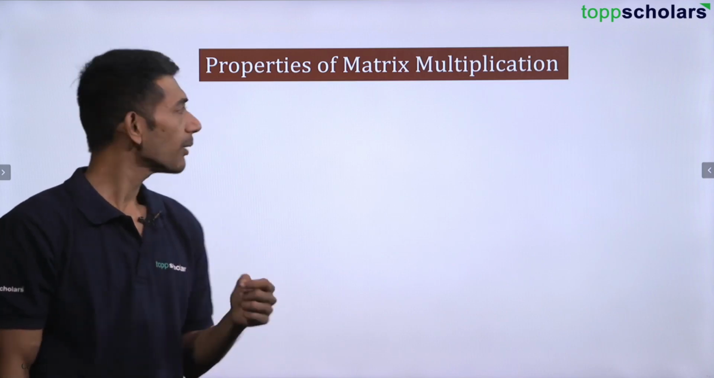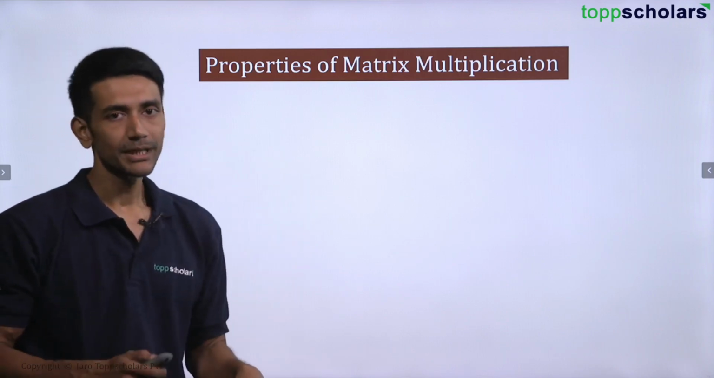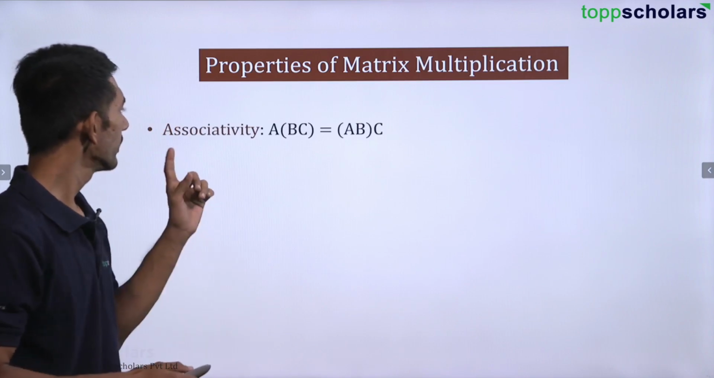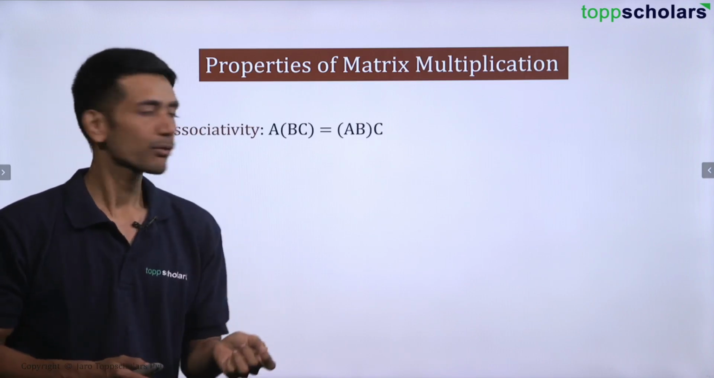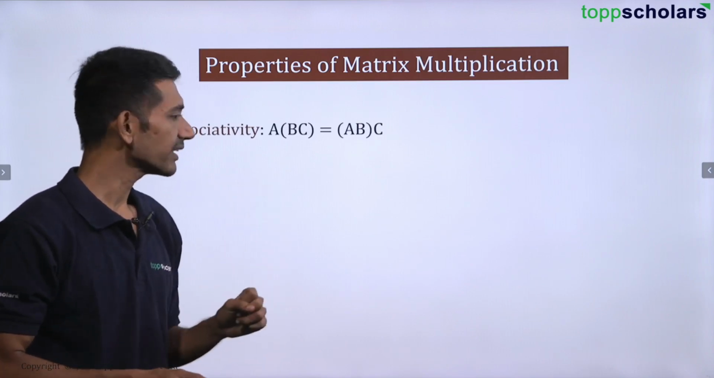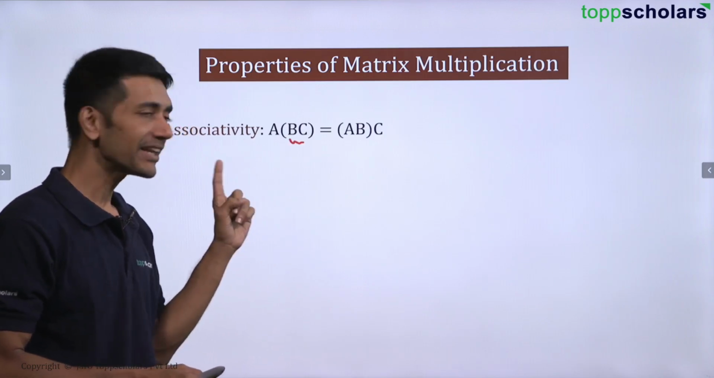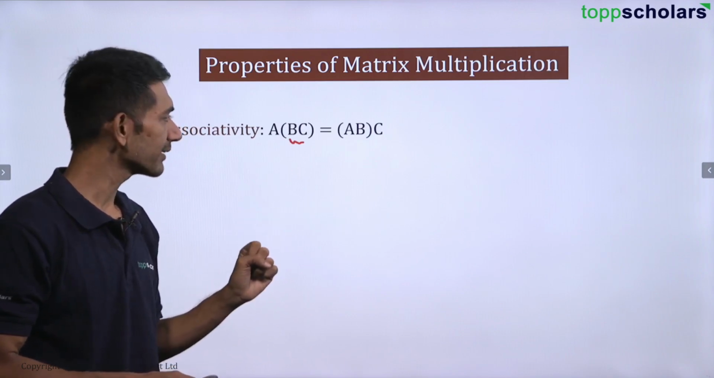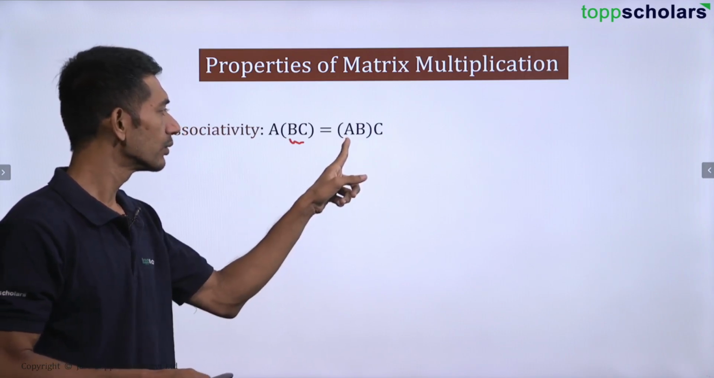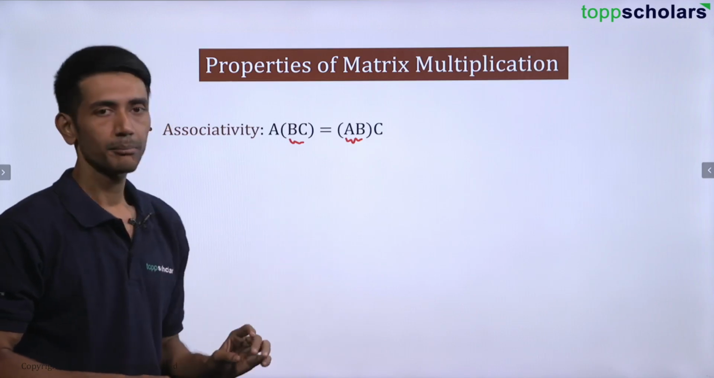Now let us see about the properties of matrix multiplication. So firstly we are talking about the associative property. So if B and C are 2 matrices, if you multiply them and then you multiply A with the product of B and C, that is equal to A multiplied by B multiplied by C.